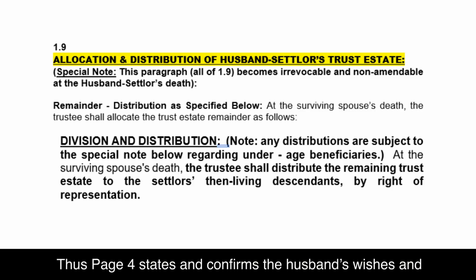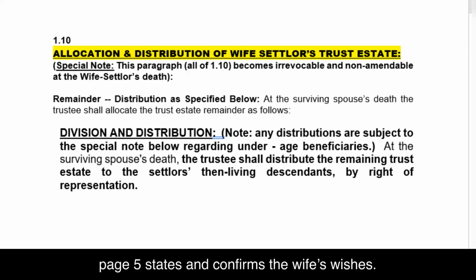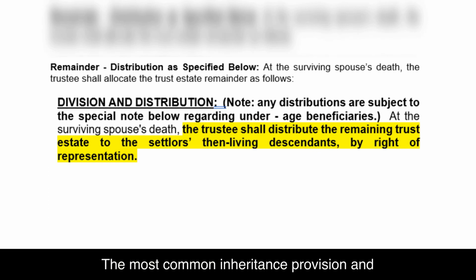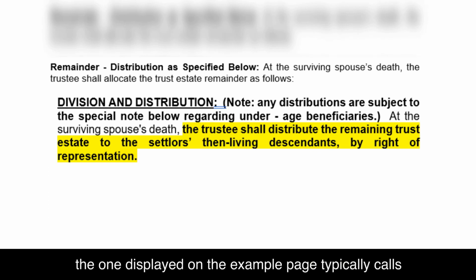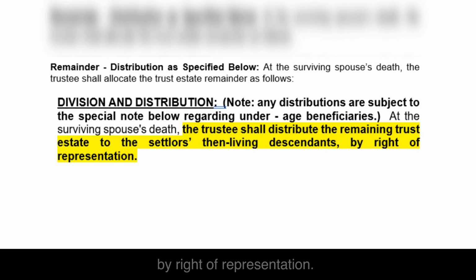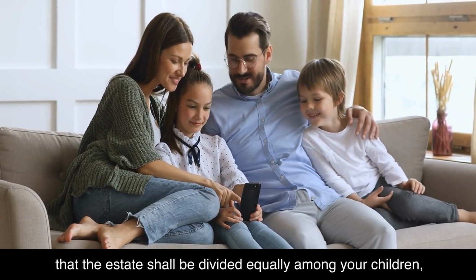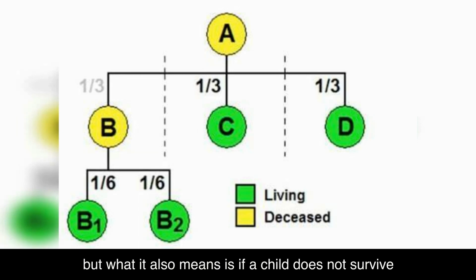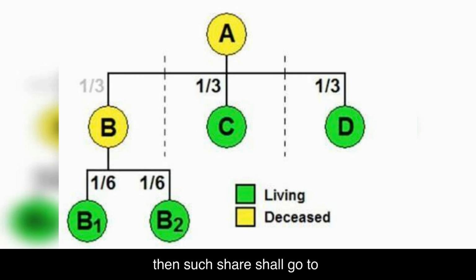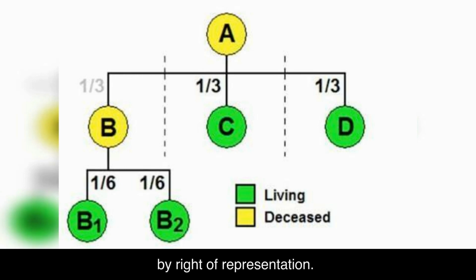Thus, page 4 states and confirms the husband's wishes, and page 5 states and confirms the wife's wishes. The most common inheritance provision, and the one displayed on the example page, typically calls for the trust estate to be distributed to your descendants by right of representation. This is a compact legal way of saying that the estate shall be divided equally among your children, but what it also means is if a child does not survive, then such share shall go to the non-survivor's children or descendants. In other words, they stand in their parents' stead by right of representation.